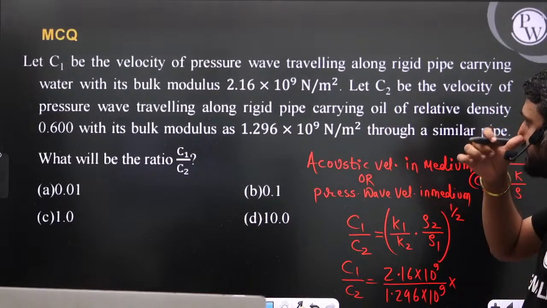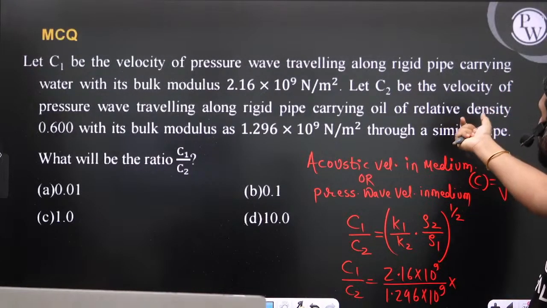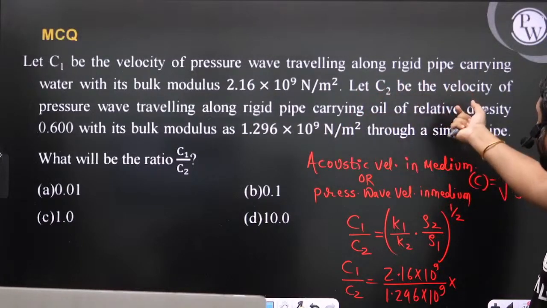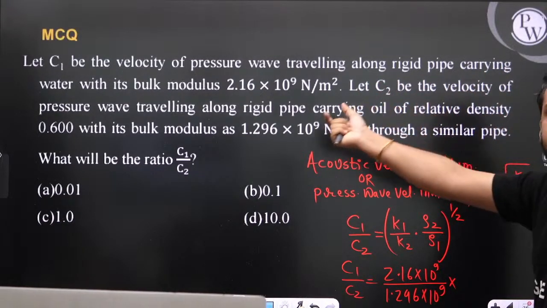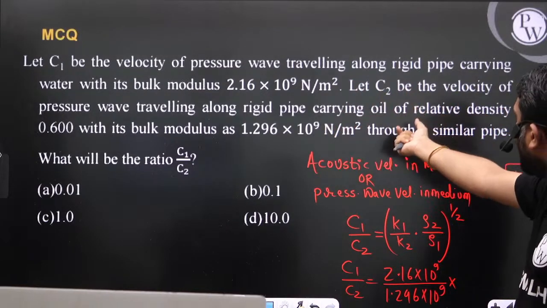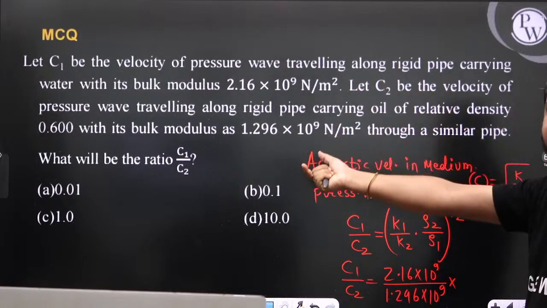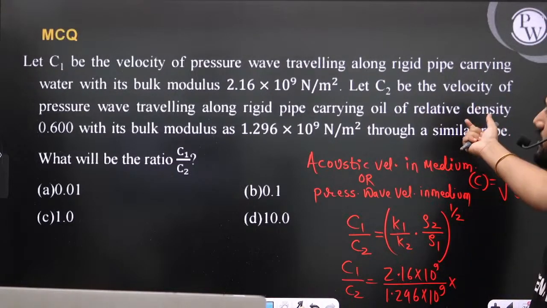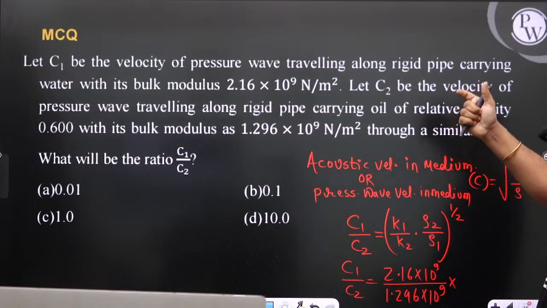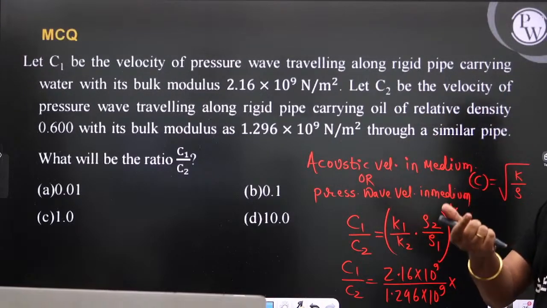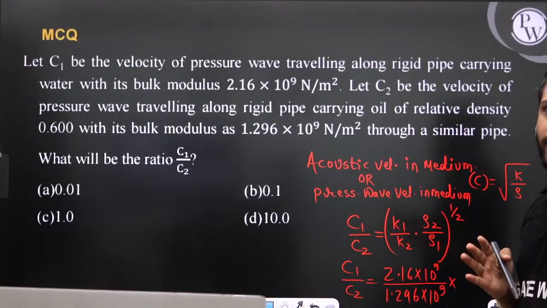The rho 2 is nothing but the density of oil. So specific gravity or relative density is given, that is 0.6. Oil having relative density 0.6. I already told you, whenever relative density is mentioned and the reference fluid is not mentioned, then that relative density is nothing but the specific gravity only.